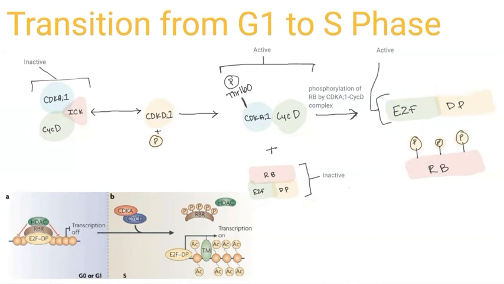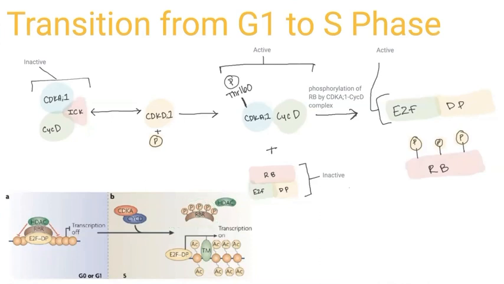And here we have a more professional description of what's happening. Here we have transcription off, because the RB protein is bound and basically not working. And once the CDK-cyclin complex phosphorylates the RB, you basically turn transcription on.